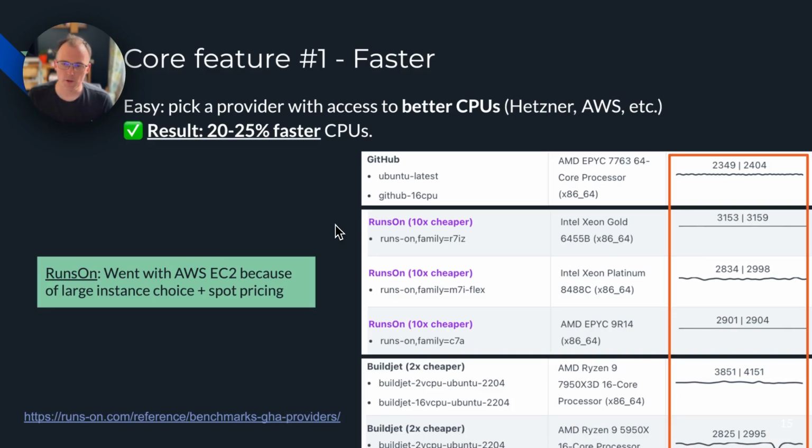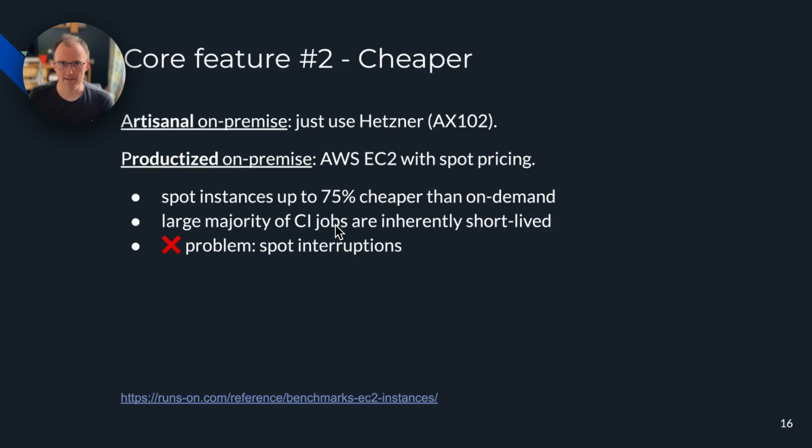And also because they have spot pricing. And that leads to the second core feature, make it cheaper. So if you're going for Artisanal on-premise, I mean, just use Hetzner. The AX102 server line is really great for the price.